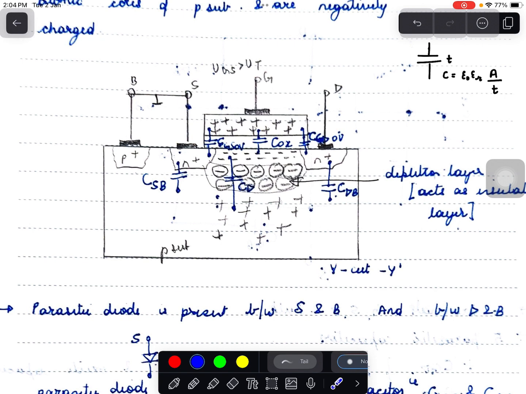Then there are free electrons, we have a depletion region, and then we have free positive charges in the P substrate. This forms a capacitance. Since we have 2 plates separated by a dielectric, this capacitance is called CD.